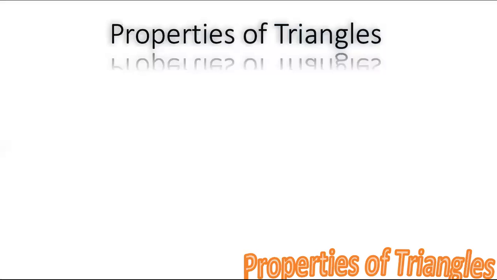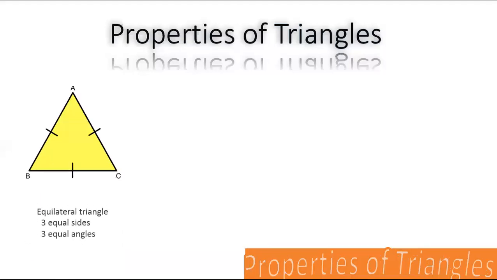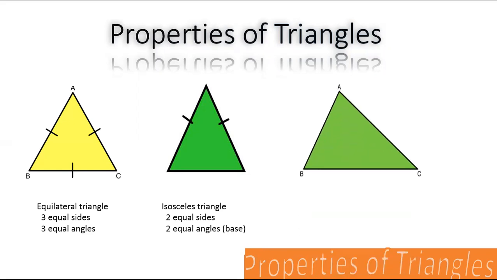There are some properties of triangles. We see that this triangle is an equilateral triangle, which has three equal sides and three equal angles. Whereas this triangle is an isosceles triangle with two equal sides and two equal angles. Most probably the base angles are the equal angles. And the scalene triangle has no equal sides and no equal angles.